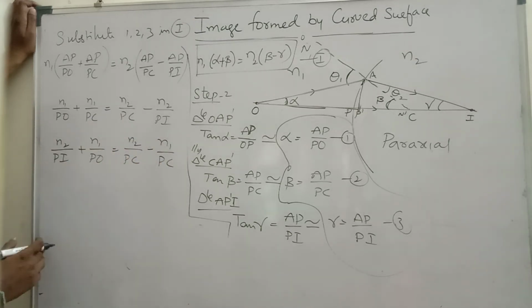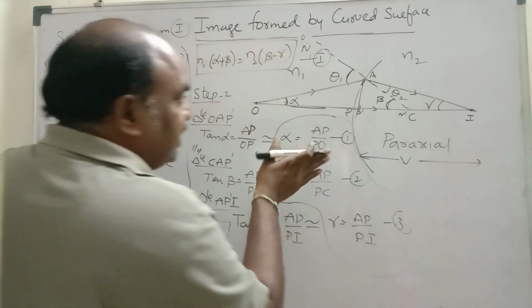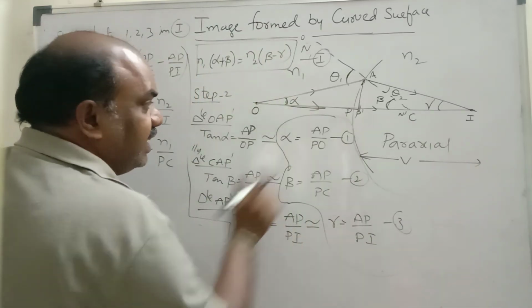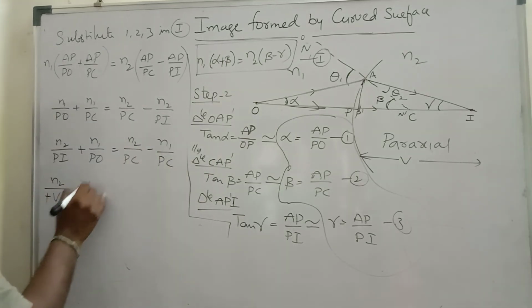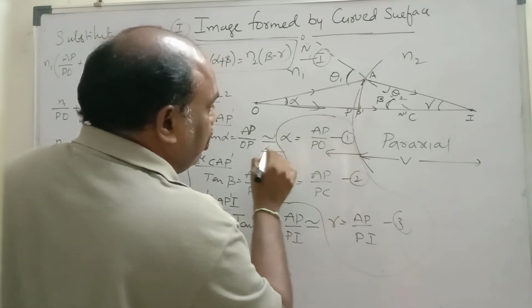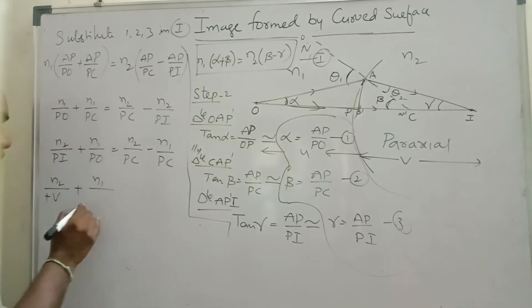Now substitute values with sign convention. n2 by PI. Pole to image is nothing but image distance. Image distance measured from pole, compare with the incident ray. Incident ray also going in this direction. Both are in the same direction, so v is positive. Plus n1 by PO. Pole to object, this distance is u. Pole to object u, measured from pole, compare with the parallel incident ray, minus u.